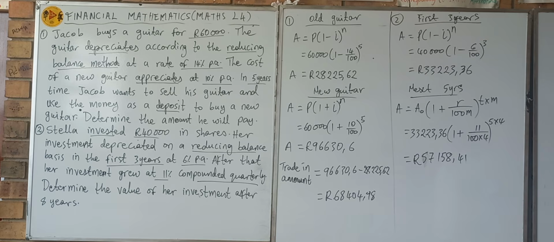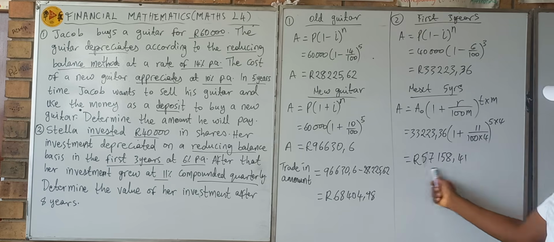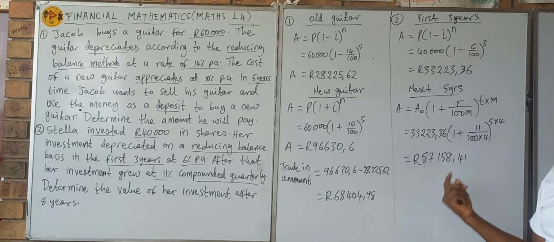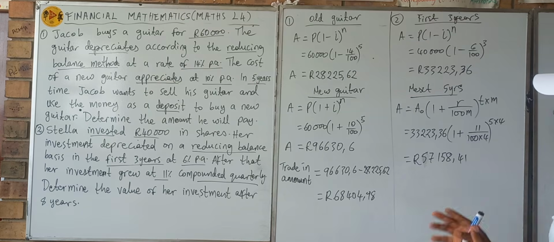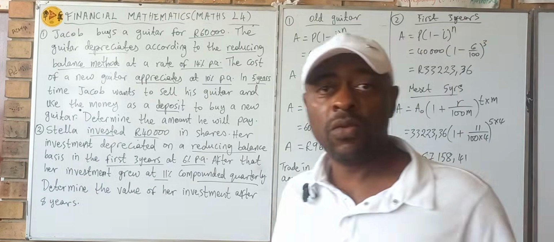So guys, that is how simple it is. In some other problems, you might even go further to say, calculate how much Stella has gained in her investment from the first day she invested. She invested originally 40,000. So if I want to see her gain, I will take 57,158.41 minus 40,000. So that is just it, guys. So I believe we have managed to touch all the things that deal with depreciation and where they combine with appreciation. And I hope this helps you. Thank you very much.